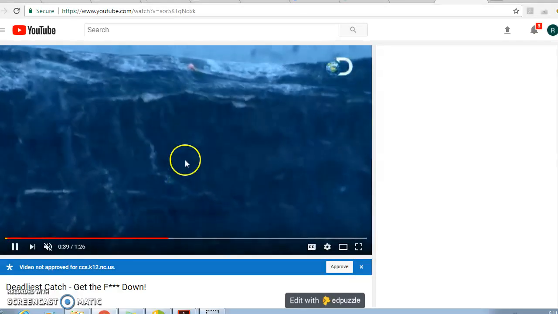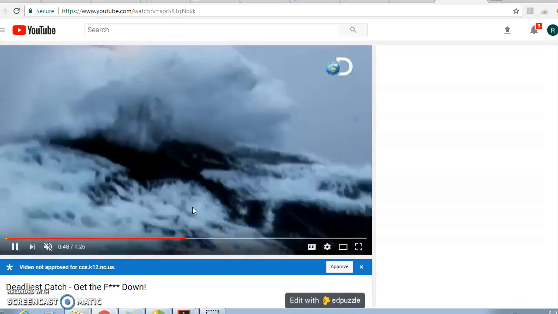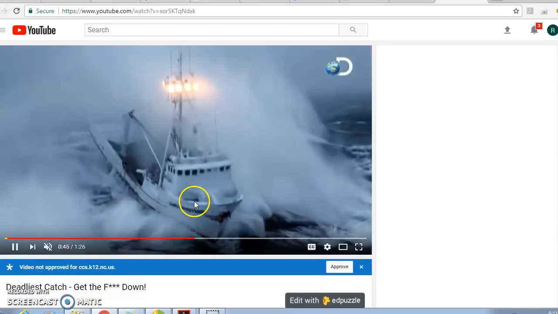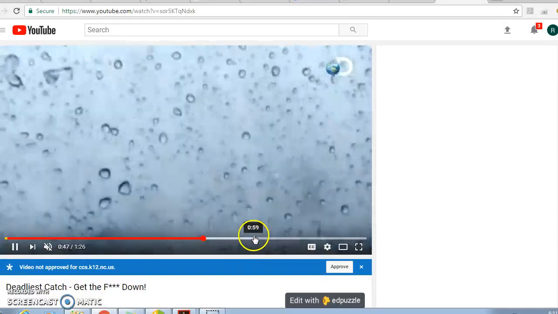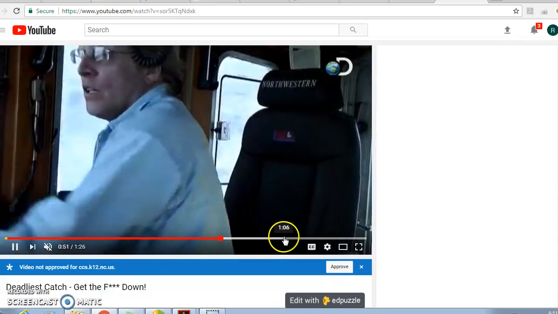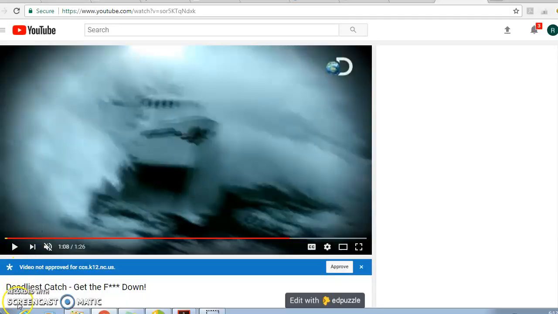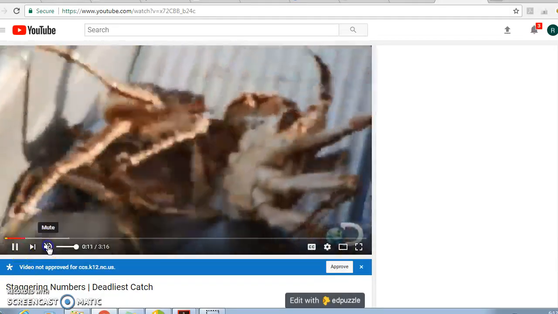So let's go back. Imagine you're on that boat. That's the captain. And I have it muted because of some of the language he's using. But why? Well, the why is because the crabs there and the lobsters there are huge. Let me show you what they look like. All right, so I'm gonna unmute it.